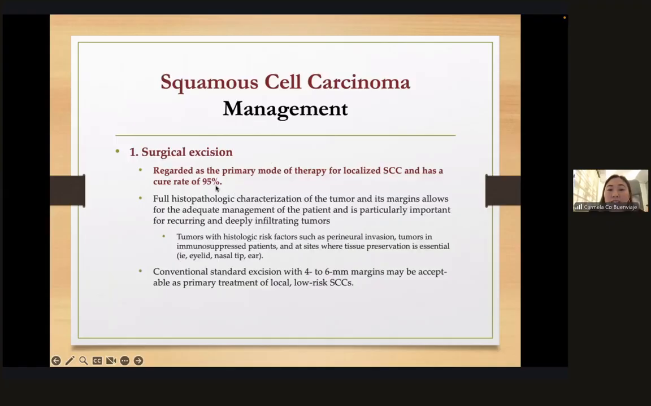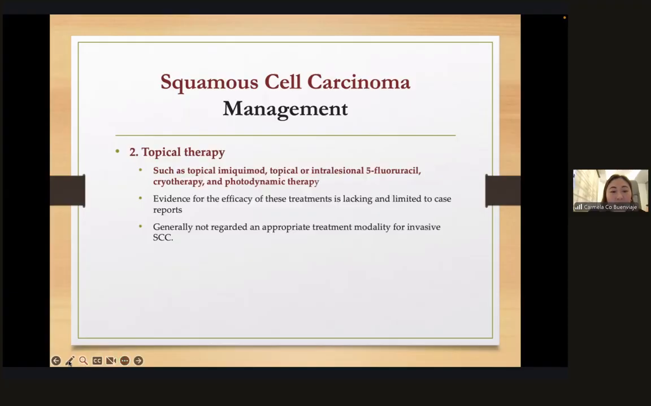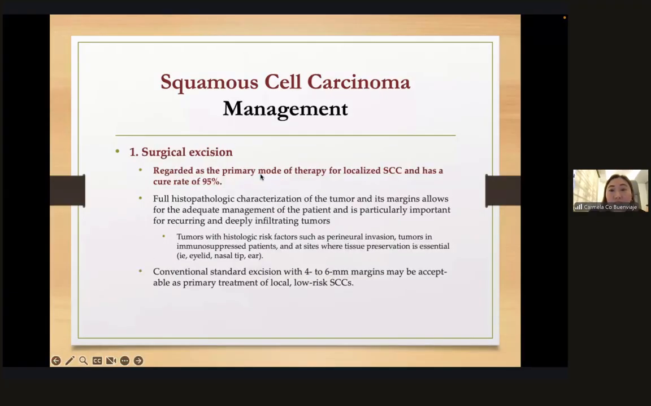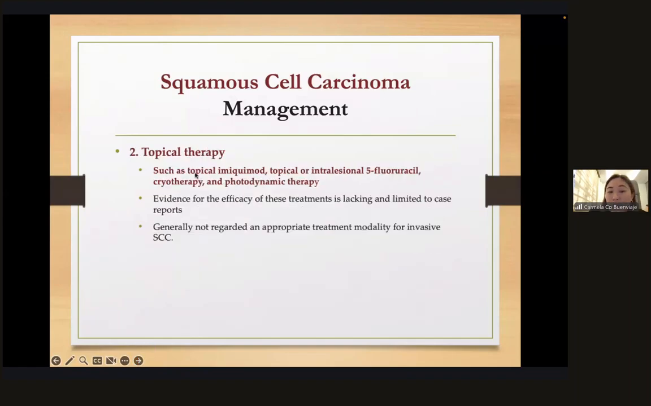Okay, so surgical excision is regarded as the primary mode of therapy for localized SCC and has a cure rate of 95%. So ideal, of course, for surgical excision would be Mohs micrographic surgery. Topical therapy such as topical imiquimod, topical or intralesional 5-fluorouracil, cryotherapy, and photodynamic therapy are the options for topical therapy.